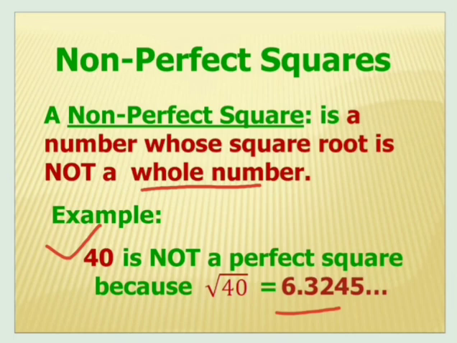You can take the example of 5 also. 5 is also a non-perfect square. 2, 3, these are some more examples of non-perfect square numbers.